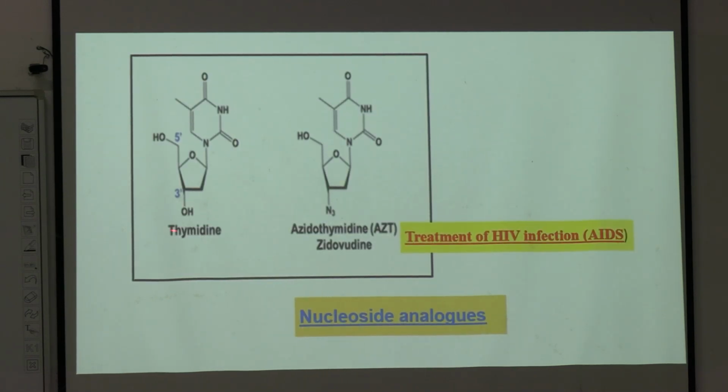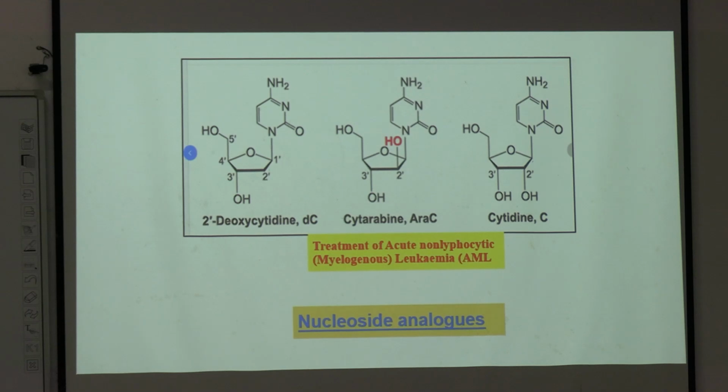For the treatment of HIV infection, this is a nucleoside. Pyrimidine is a nucleoside, and phosphate is attached here. You see there is a structure here, and this is the difference. Can you see? So zidovudine is used in the treatment of HIV infection or AIDS. This is a nucleoside analog. Then acute leukemia: this is cytidine, again a nucleoside, 2' deoxy. You can see this structure and the minor change that has occurred here. That is cytarabine, which is given in acute myeloid leukemia. So this is a nucleoside analog.